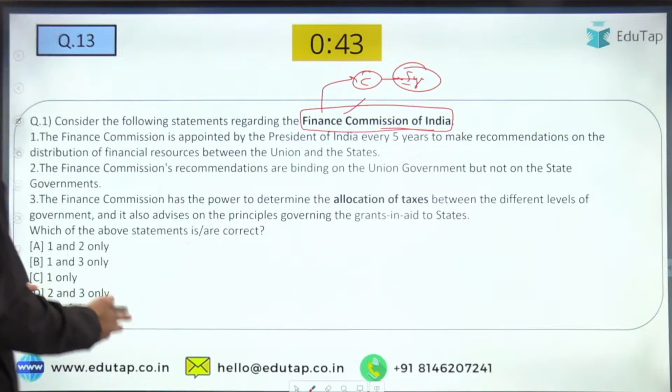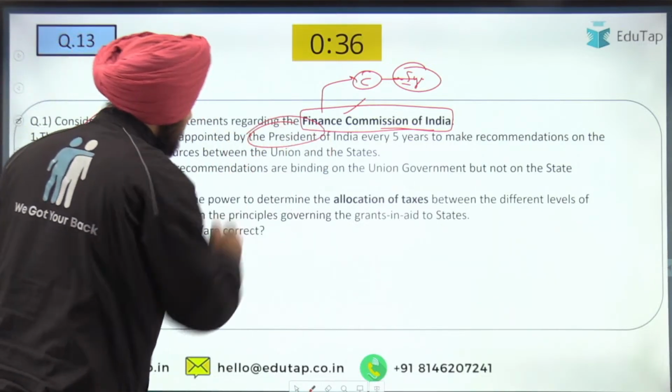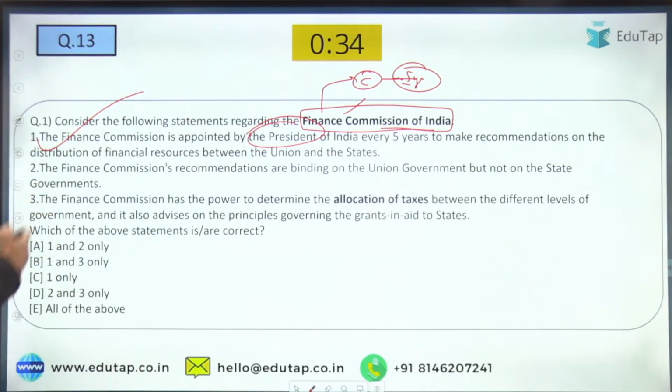Now, if you see the options, then the Finance Commission is appointed by the President after every 5 years. Yes, it is true. It is appointed by the President after every 5 years. Now, option number 3, it has the power to determine the allocation of taxes between the different levels of government. The answer is correct. Fine. This is also the correct option, as I've already told you, the function of the Finance Commission.